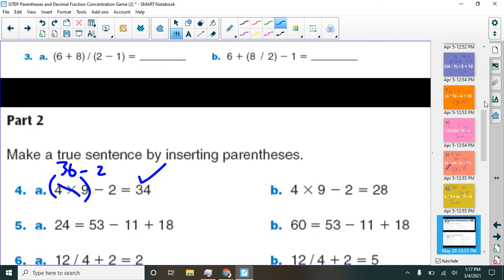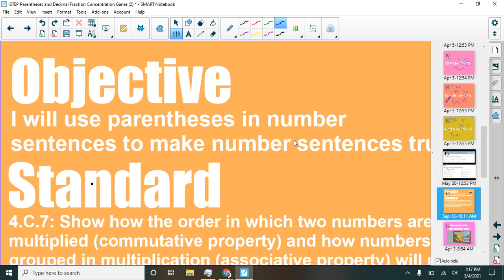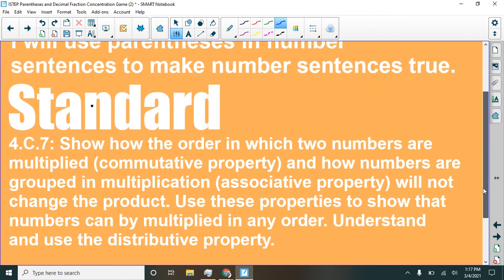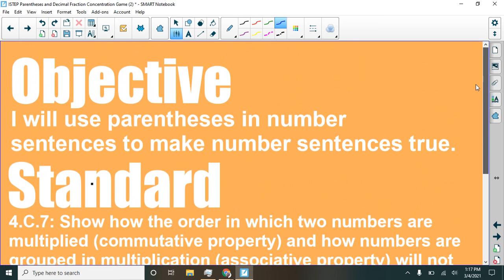All right, so our goal today has been to use parentheses in number sentences to make number sentences true, right? The order that we put the numbers in is important, okay? And that's referenced down here just a little bit about order and how numbers are multiplied. And that's true in multiplication as well, right? If you see parentheses, you're always going to do the parentheses first.